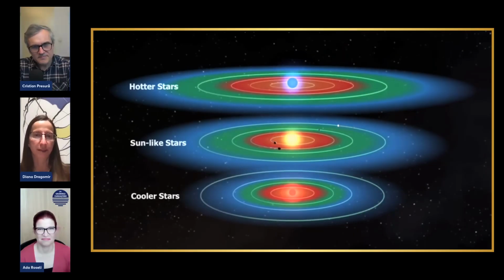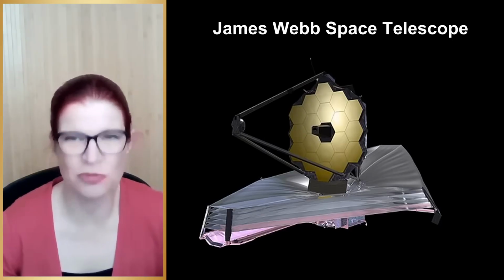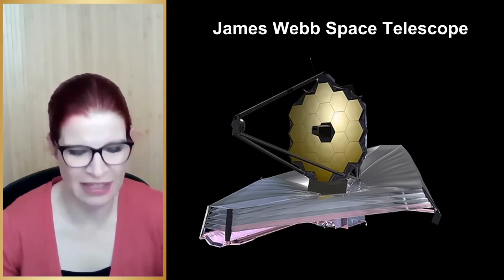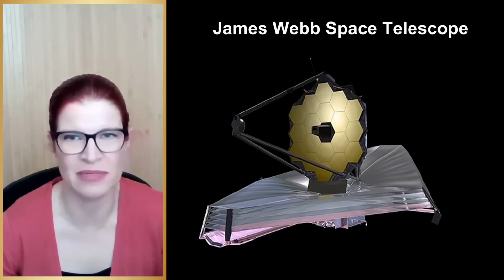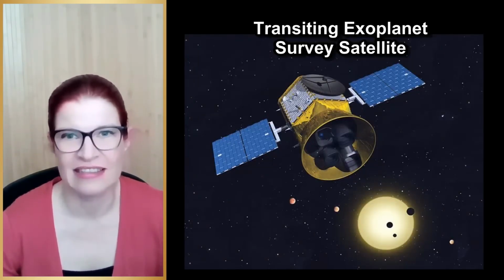And from this perspective, how do missions like the James Webb Space Telescope or the Transiting Exoplanet Survey Satellite contribute to the research of these exoplanets? Yes, the Transiting Exoplanet Survey Satellite discovers the planets, and the James Webb Space Telescope studies their atmospheres. Out of all the planets, the Transiting Exoplanet Survey Satellite discovers hundreds or even thousands of planets.